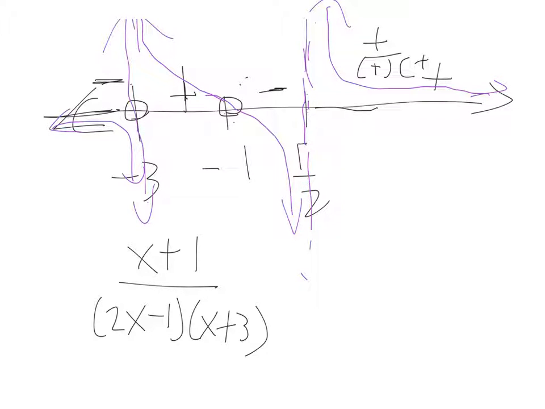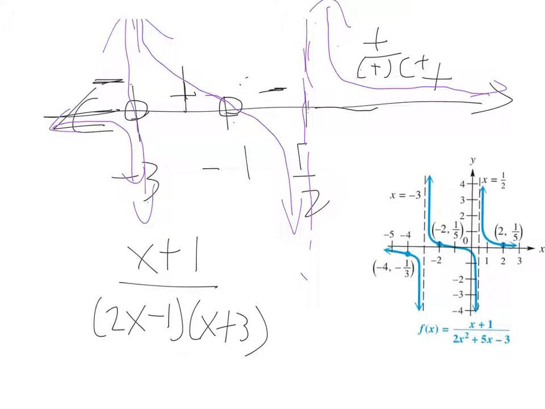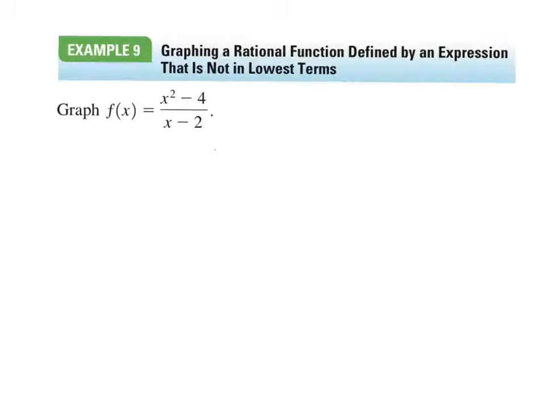And you know the branch is this way because since the horizontal asymptote is 0, as x gets greater, the branch gets closer to the horizontal asymptote. And here's a nice picture of what the graph should look like. Notice it looks pretty similar to the purple graph we drew. We're going to skip a few examples out of the book and skip to example 9. Graph this function.